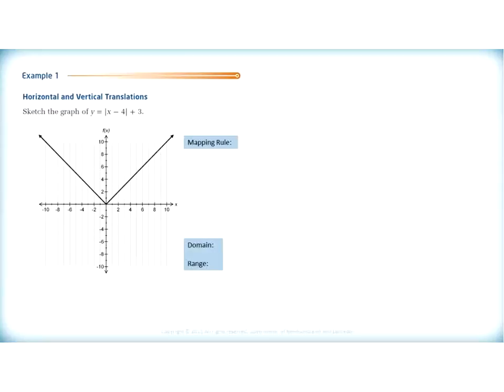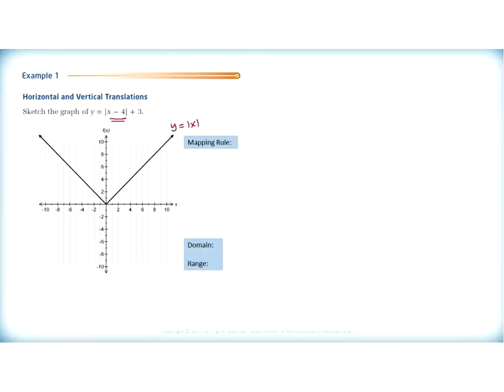Notice this example has both translations occurring in it. I'm asked to sketch the graph of y equals the absolute value of x subtract 4, plus 3. Okay, we need to look at this and determine what type of transformations are occurring first of all. Let's get the mapping rule, the domain and range, and let's sketch this graph. So, of course, the base function, again, is y equals the absolute value of x.